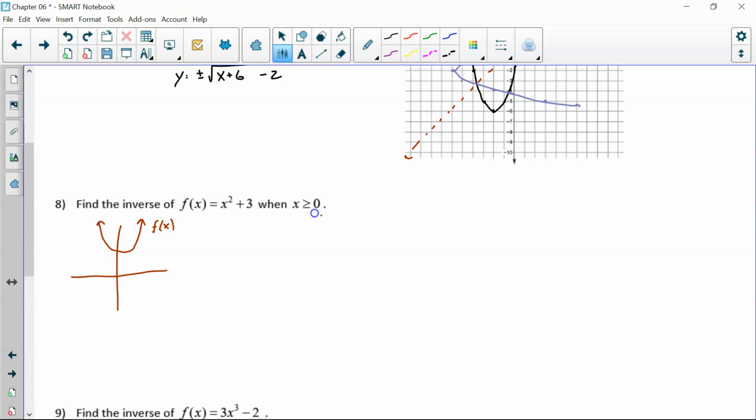So what we're doing is we're restricting our domain to x is greater than or equal to 0. So really what our graph is going to look like is this. We're restricting it to one side of the parabola, making the inverse a function, because now it passes that horizontal line test. Now we can have our inverse being a function.